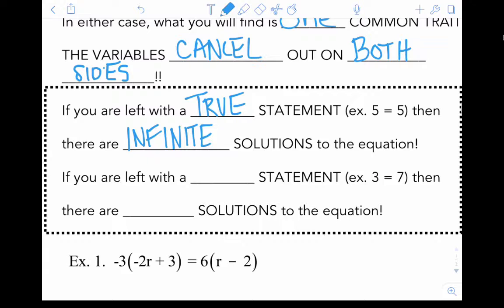So going back, we have that one common trait that our variables cancel out on both sides. And if that happens, we might get a true statement like 5 equals 5, or we'll get a false statement. That would be like 3 equals 7. So if we get something like 3 equals 7, that's never true, no matter what. So there's going to be no solutions. If this is the case, it doesn't matter what number I choose. Any number in the world, I can plug it in for the variable into the equation, and it's never going to work. I'm never going to have both sides of that equal sign equal to each other. So let's go ahead and do some examples and see what this actually looks like.